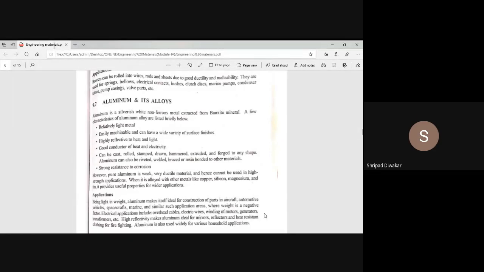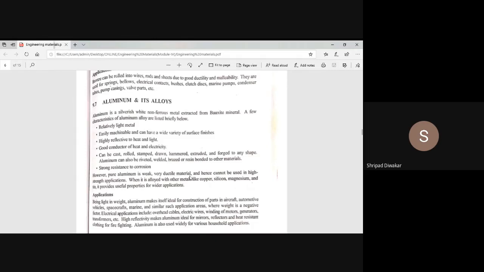Okay, few characteristics of aluminium alloy are, compared to other materials, it is relatively light in nature. We can easily machine the aluminium part. That's why it is easily machinable and can have a wide variety of surface finish. Surface finish is very smooth in case of aluminium compared to other materials. Suppose if you machine iron and steel, etc., we'll get a rough surface finish, whereas when you machine the aluminium component, we'll get a smooth surface finish.